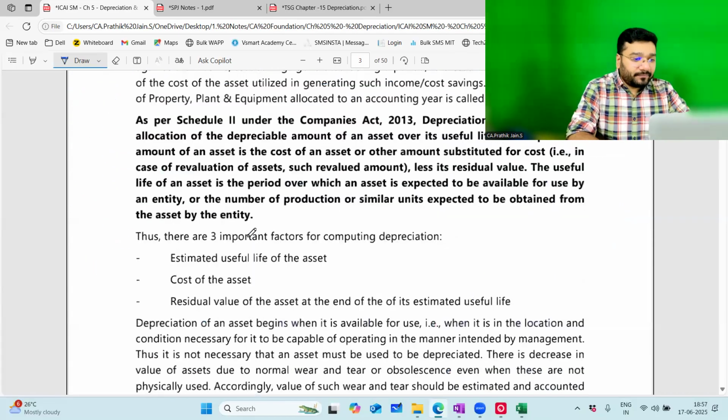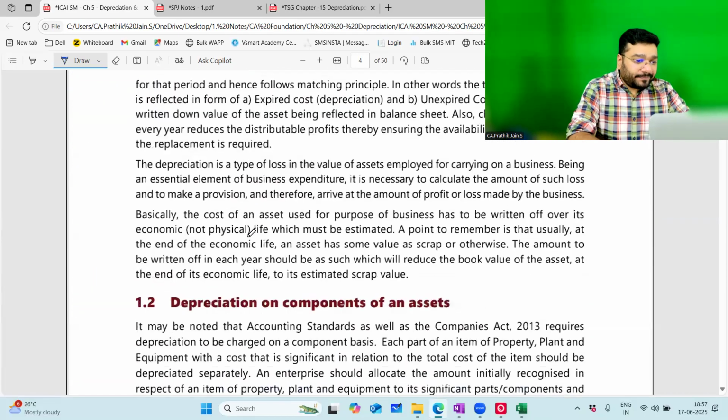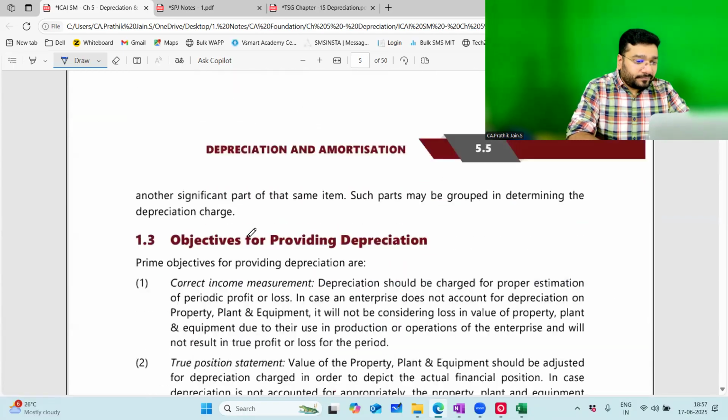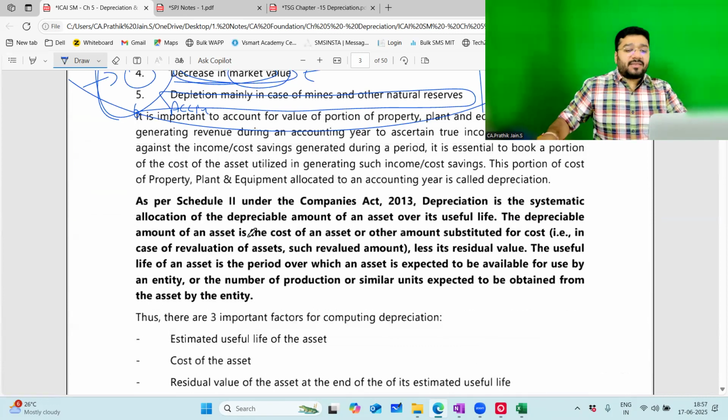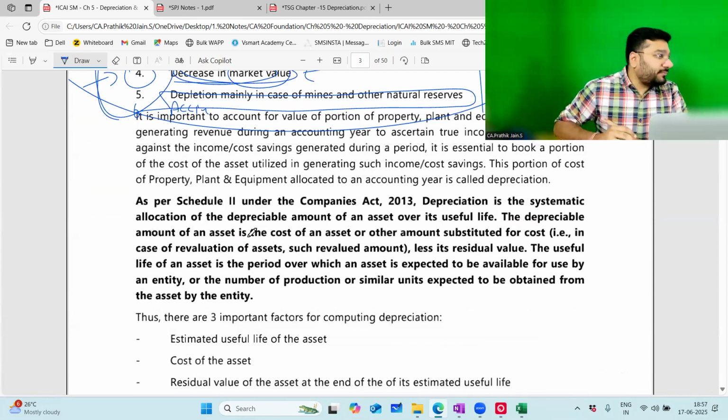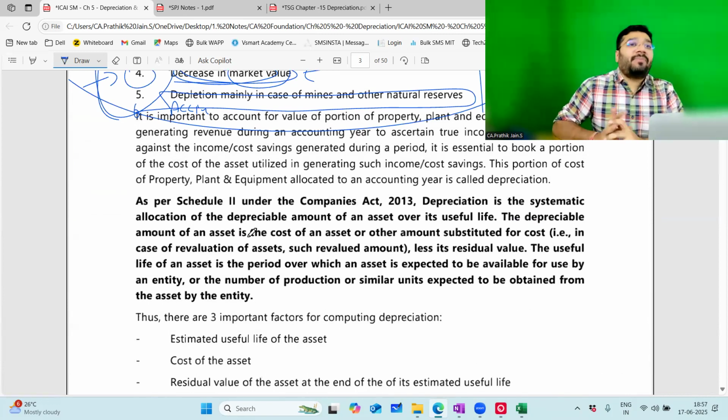Any problem? Online people, any problem? No, sir. Wonderful. So what have we discussed today? We discussed why depreciation, and then what is the meaning of depreciation, the causes, the reasons. Under that, what are the causes of depreciation?